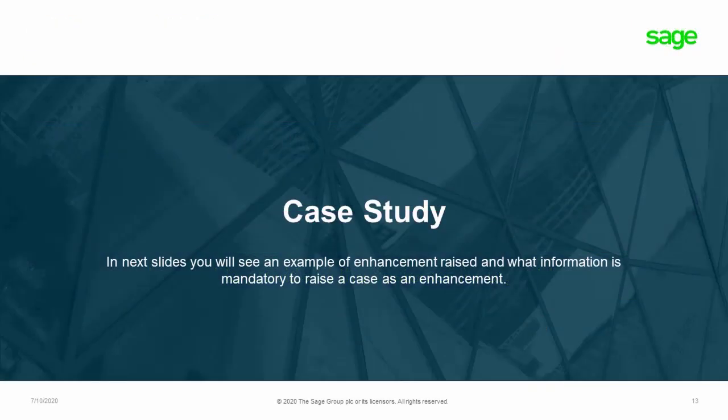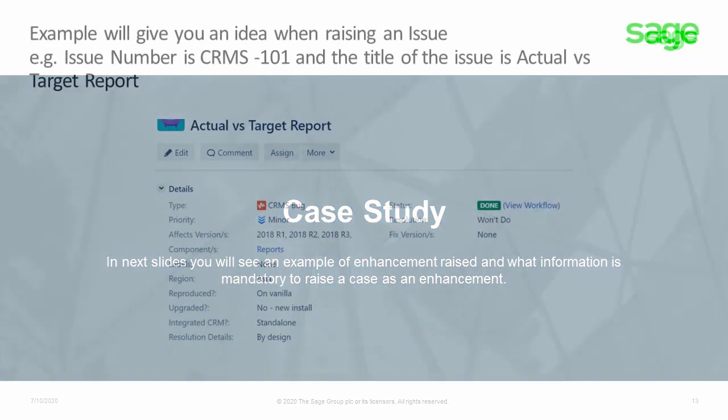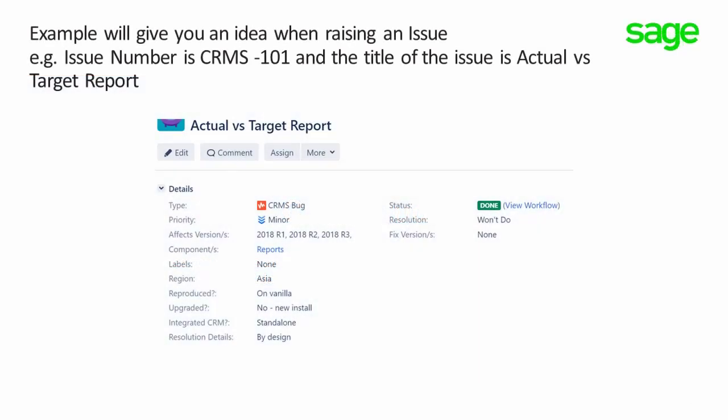Finally, I'll show you the example, the case study. If you see the example, this will give you an idea when raising an issue. For example, let's say the case number is CRMS 101 and the title of the issue is actual versus target report. So you can see we need a short description of the title. This is actual versus target report. It's short and sweet, and from the title, we can make out that it is related to the report. So we can focus on the report section.